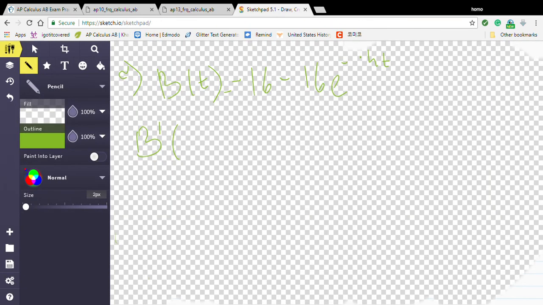B prime of t: the derivative of 16 is 0. So this is 0 minus 16 times negative 0.4, and we're doing the chain rule, and then e to the negative 0.4 t. Oh, I wrote it wrong.